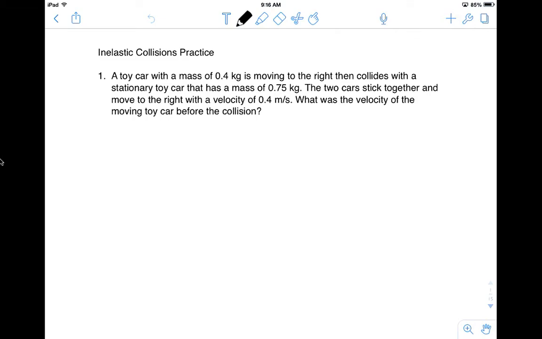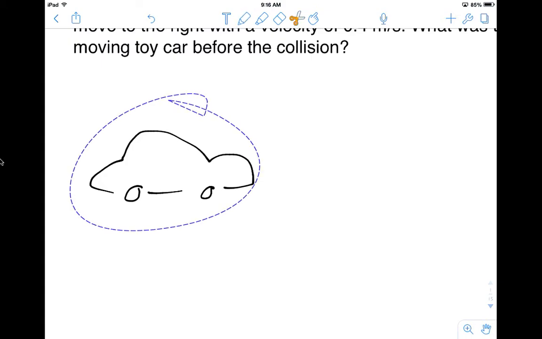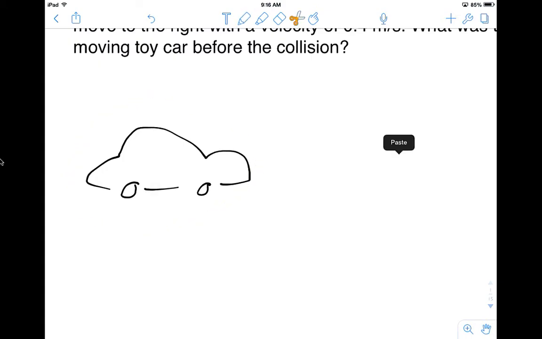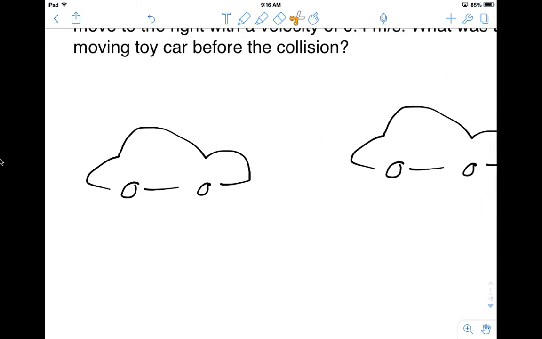A toy car with a mass of 0.4 kilograms is moving to the right and it collides with a stationary toy car with a mass of 0.75 kilograms. So I know you guys don't always do this, but I like to draw a little diagram. So I'll draw a toy car and a second toy car. Whoa, get bigger.